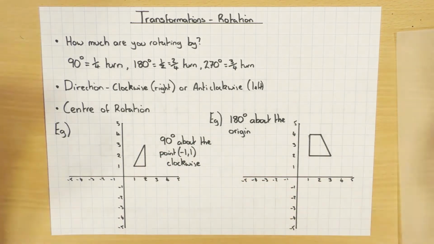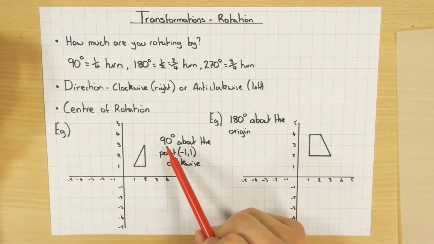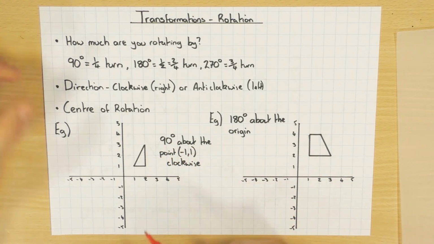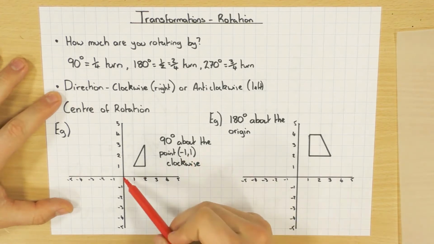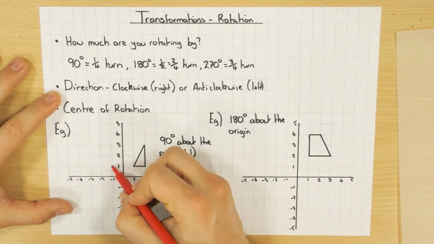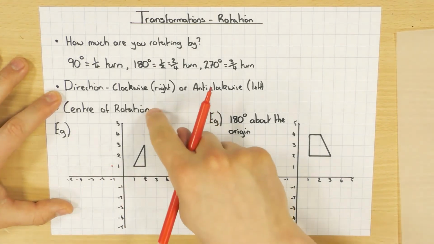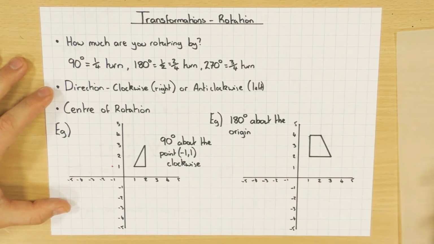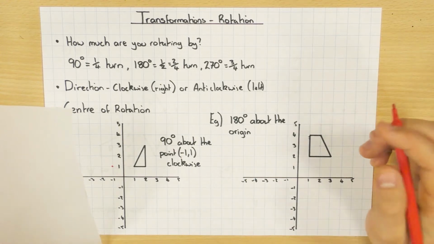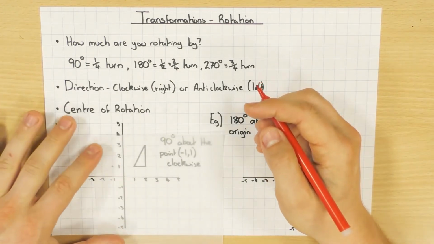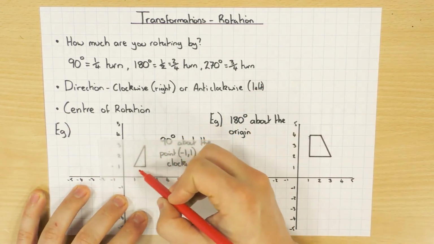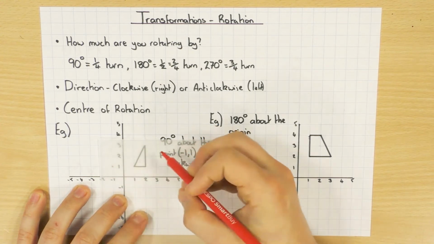So let's have a look at an example, which has got this one here. So I'm going 90 degrees, about the point -1, 1, and I'm going clockwise. So let's plot this point. -1, 1, so along the corridor to -1, up the stairs to there. So there's my center of rotation. So that's the first thing I've done. Okay. Now you're definitely going to need a bit of tracing paper for this, and if you haven't got it in the exam, you are entitled to it, so make sure you put your hand up and get your bit of tracing paper. So lay it down, make sure your tracing paper covers the shape and the center of rotation.